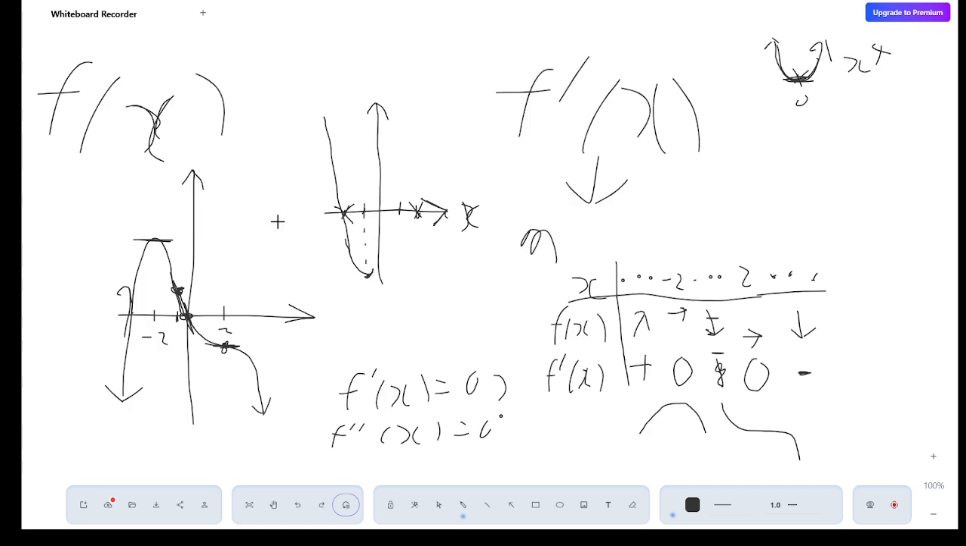And now you can clearly see what's going to happen. You see this concave down, you see this concave up, you match the y-intercepts, and boom. That's how you get the graph of the derivative.